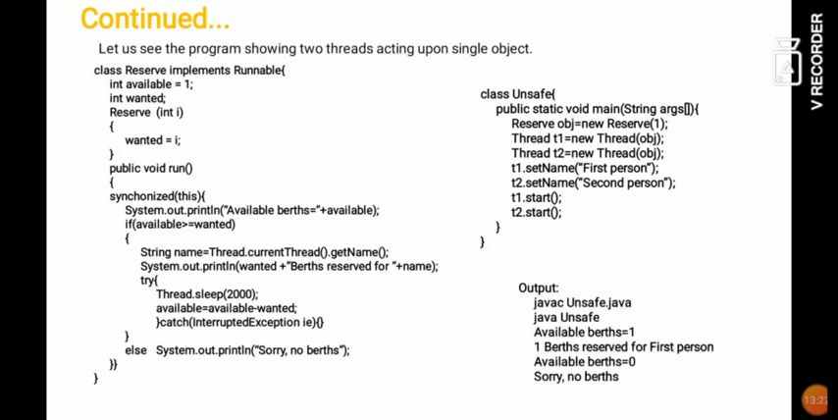So synchronization is nothing but an understanding between the two threads. When one thread is acting on an object, other threads cannot act on the same object at the same time. That is nothing but synchronization. After the first thread completes, the second thread can enter into the object and act on that particular object. So that is about thread synchronization.